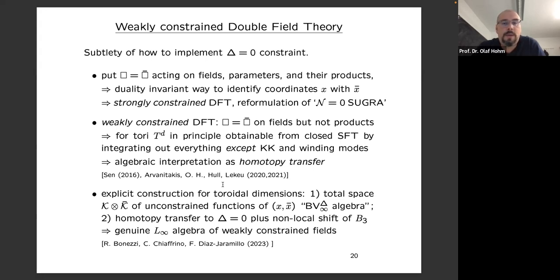But here we found a way, at least if all dimensions are toroidal and doubled. And the strategy is the following. You first go to this total space K tensor K bar, and you view the elements as unconstrained functions of doubled coordinates, x and x bar. And as I mentioned before, this by itself is a rich algebraic structure. It's a BV infinity delta algebra, delta being box minus box bar. So it's an interesting algebra, but it doesn't have a proper L infinity algebra as a subsector.